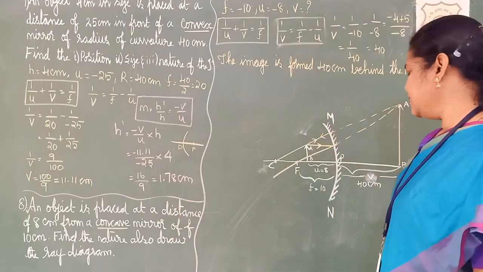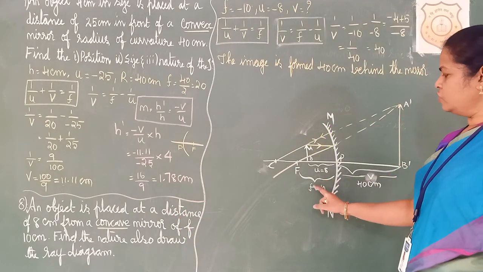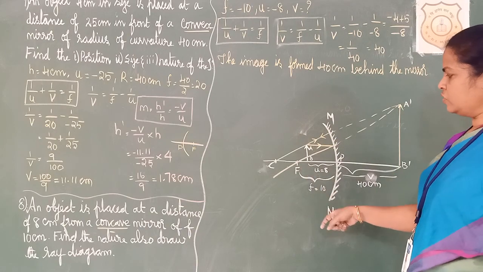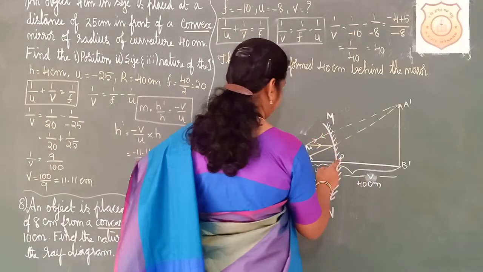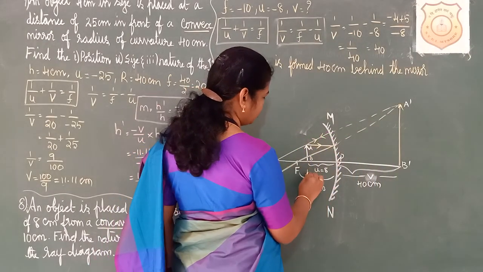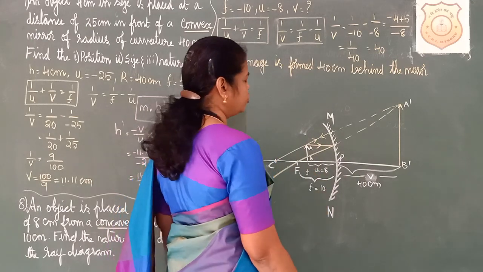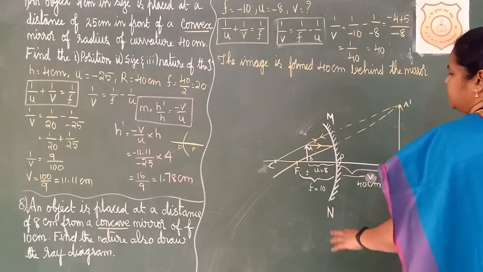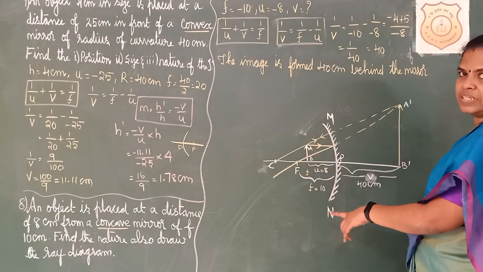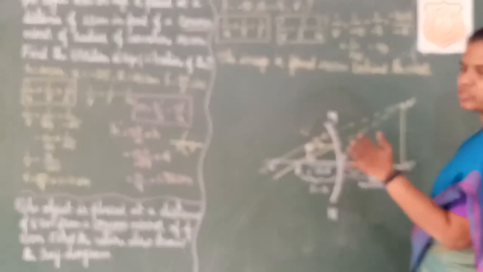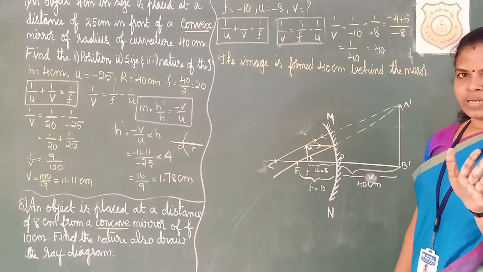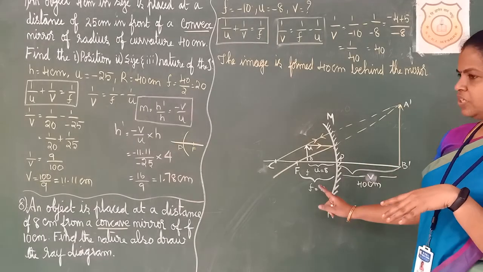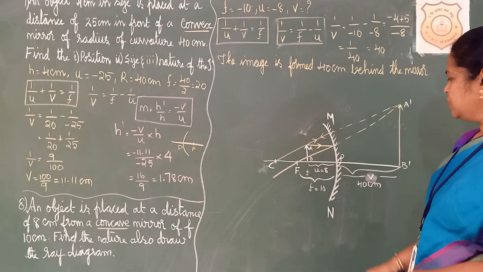Focal length is 10 centimeters, so f is equal to 10. This portion from P to F is small f, so f is equal to 10 centimeters. So these two are minus. You will not show it here as minus, but when you are solving the numericals, you can take it like that. Don't put minus here. You will just put the value.